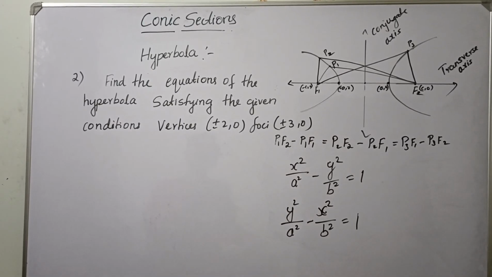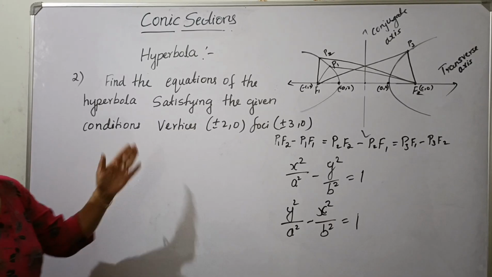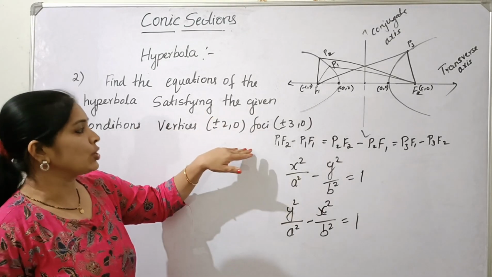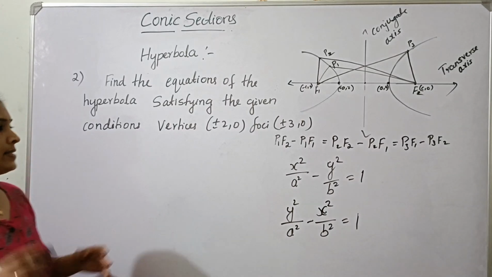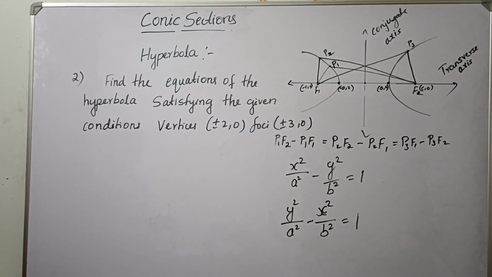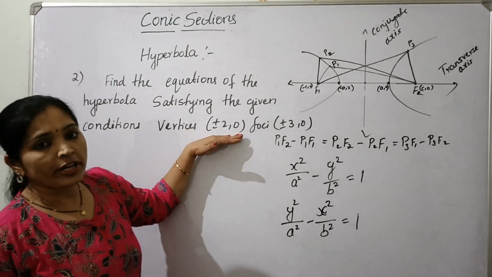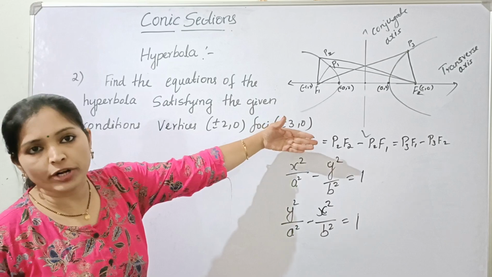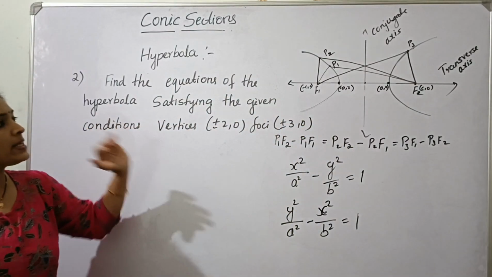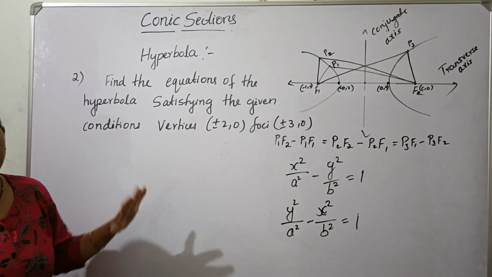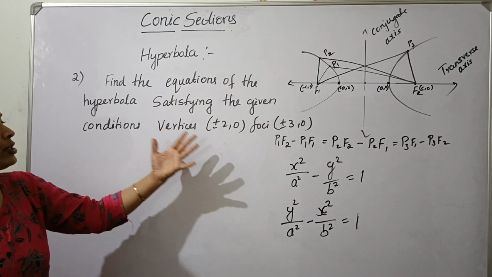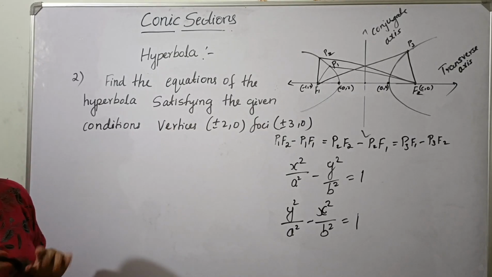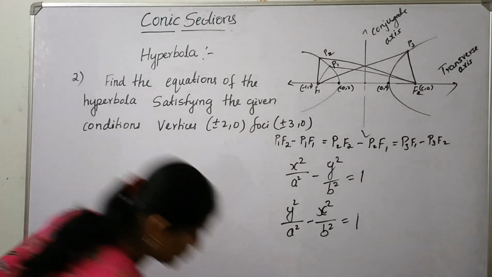Next question: find the equations of the hyperbola satisfying the given conditions, vertices plus or minus 2, 0, foci plus or minus 3, 0. Here the vertices and foci are given. The y coordinate is 0 for both, therefore this hyperbola is along the x-axis.